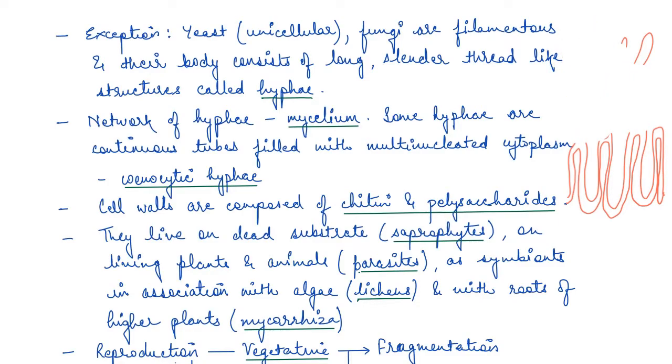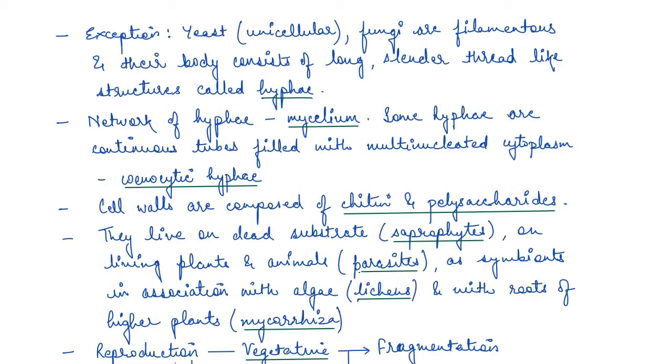Okay, now what are their cell walls composed of? Their cell walls are composed of chitin, which is a polysaccharide, and other polysaccharides. Okay, and what are the modes of nutrition? They can live on dead substrate, so they are saprophytes. They can live as parasites in living plants and animals. They can be symbionts in association with algae, which is lichens, and they can also live in the roots of higher plants, which is mycorrhiza. Okay, so these are the different modes through which they survive in the earth's environment.